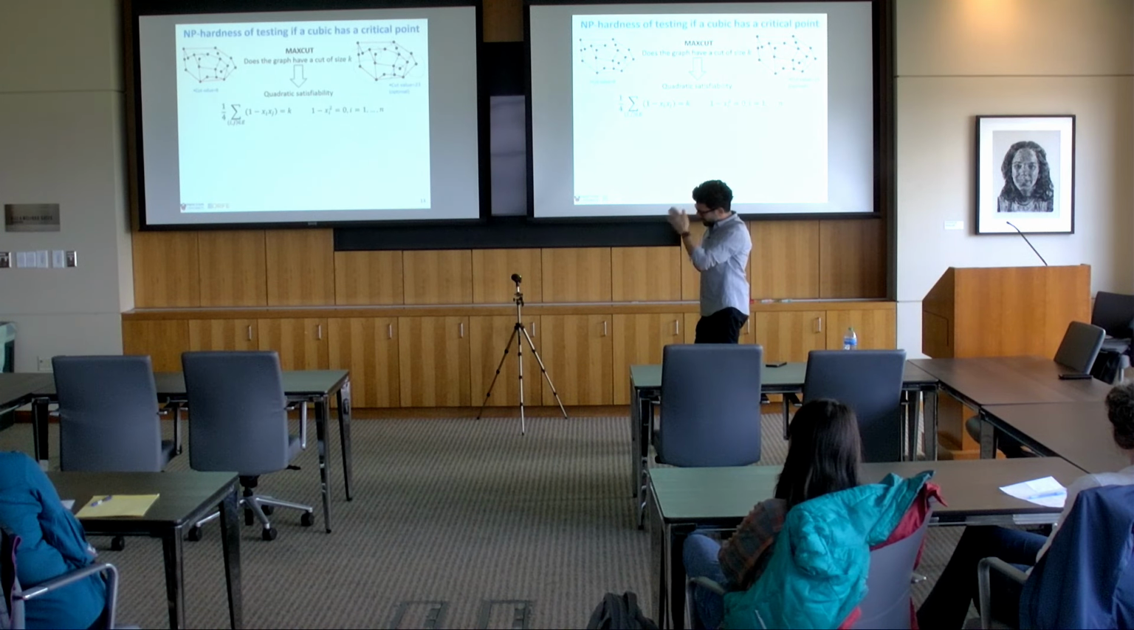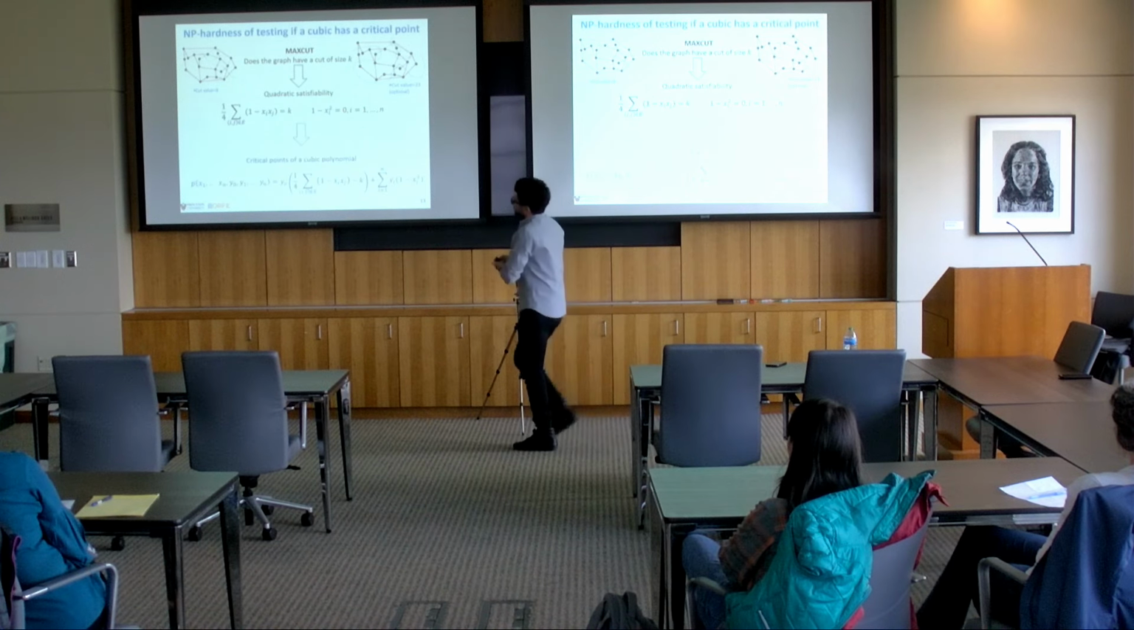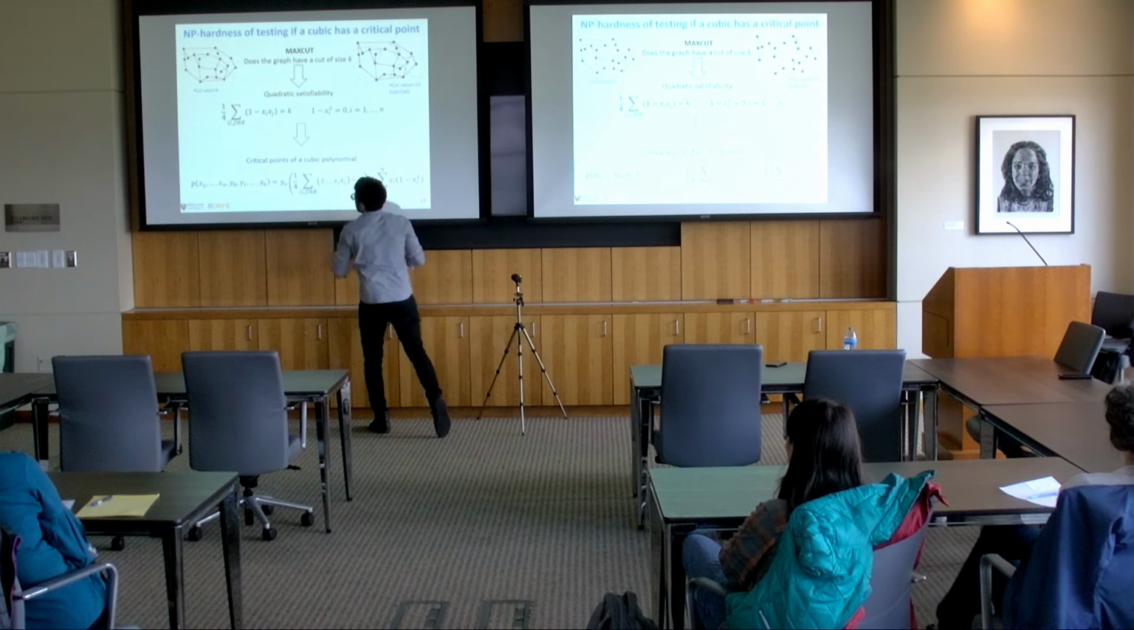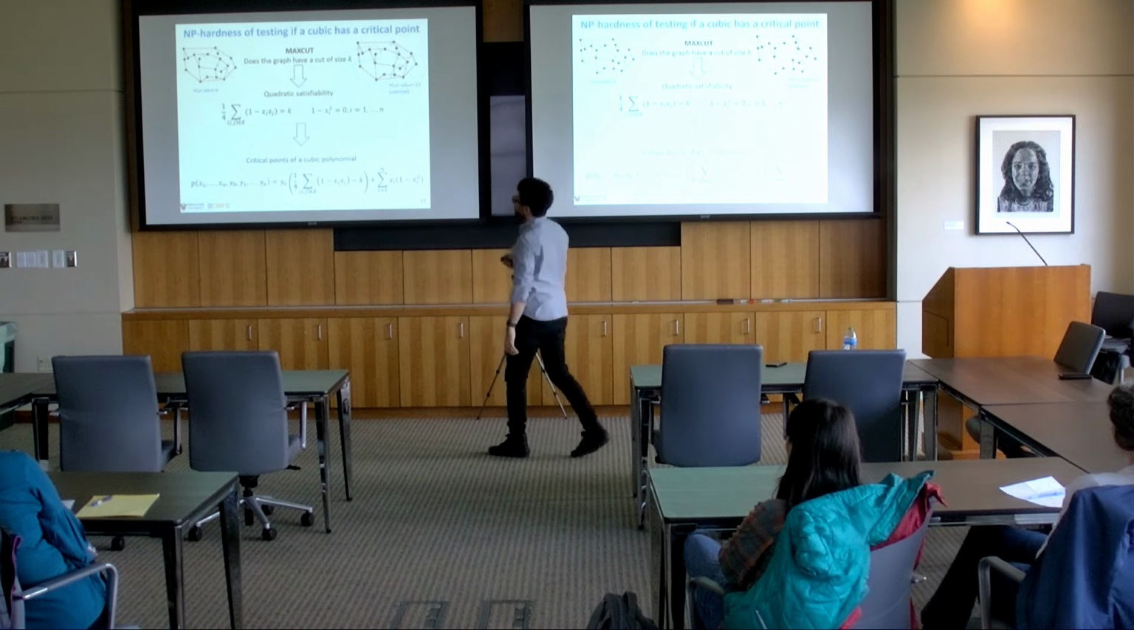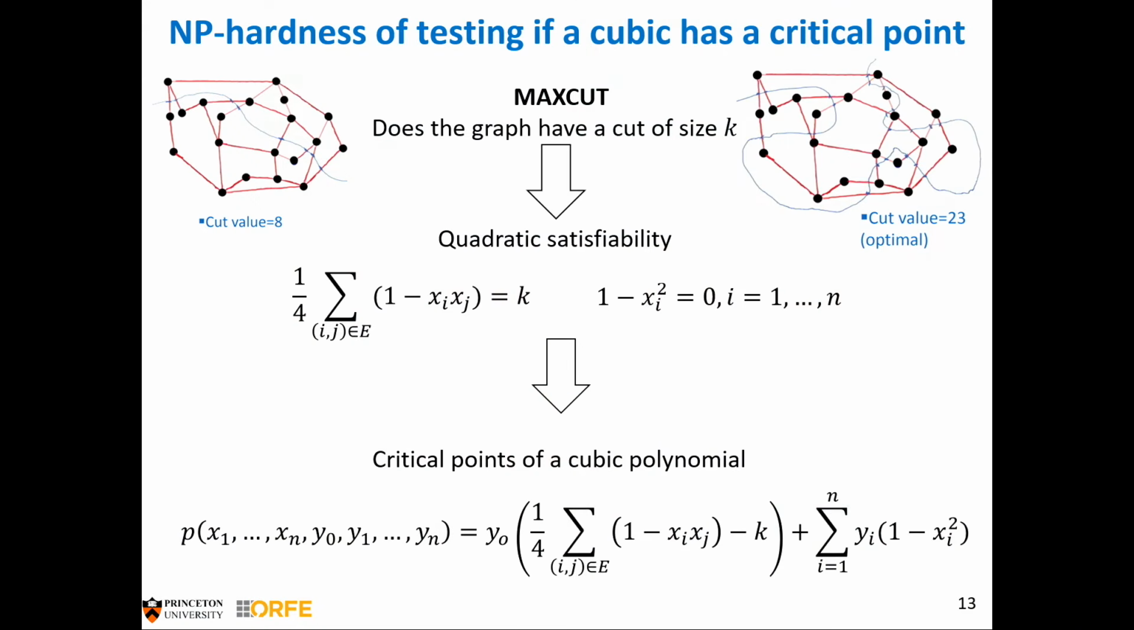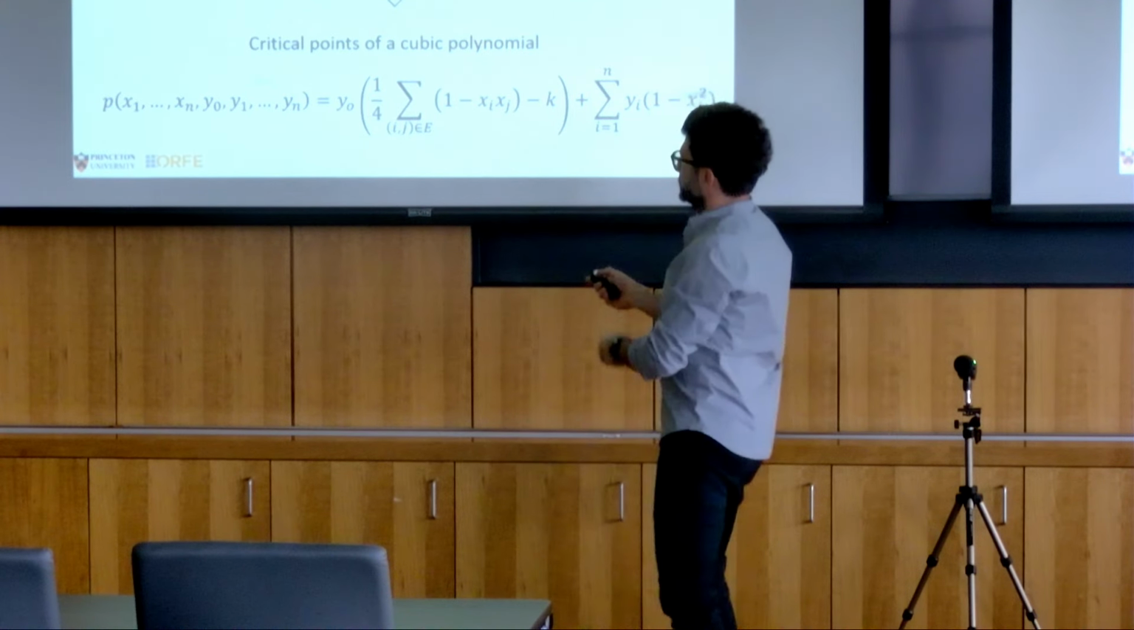Okay. This graph has a Max-Cut of size k. All right. So now the cubic polynomial we construct is very simple. If your graph had n nodes, this polynomial has 2n plus 1 variables. And it's really the sum of a new variable times each constraint. So it's the sum of y_i times (1 minus x_i squared), plus this new variable y_0 times that constraint.